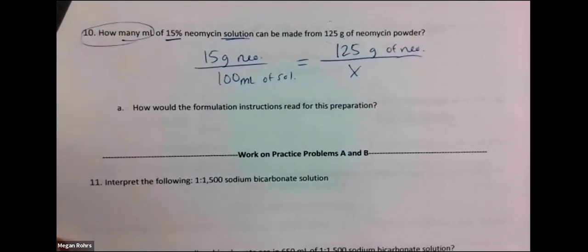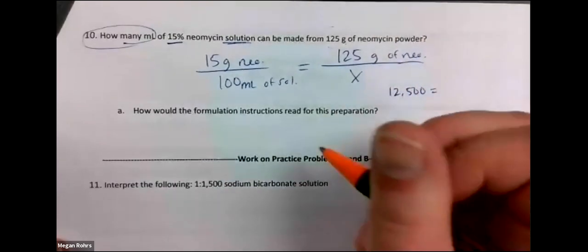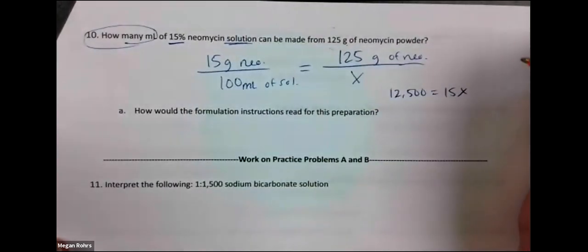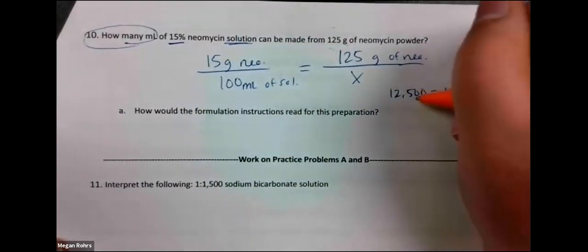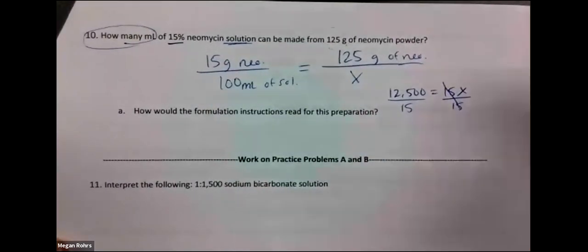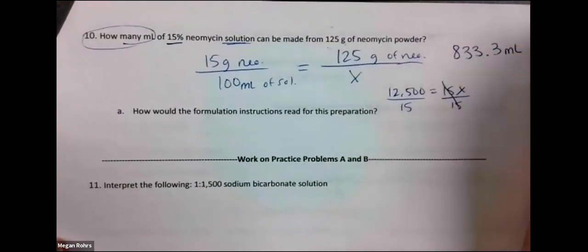So if we solve for X here, 125 times 100 just gives us 12,500. And then we set that equal to 15x. So divide by 15 on both sides. That leaves us with 833.3 milliliters. I just rounded to the nearest tenth.